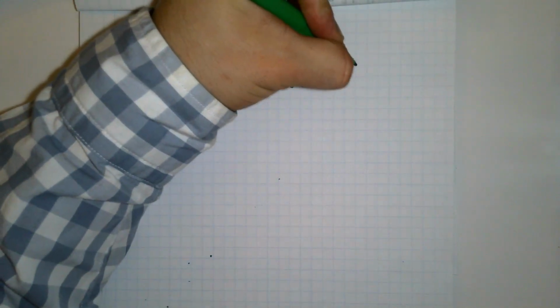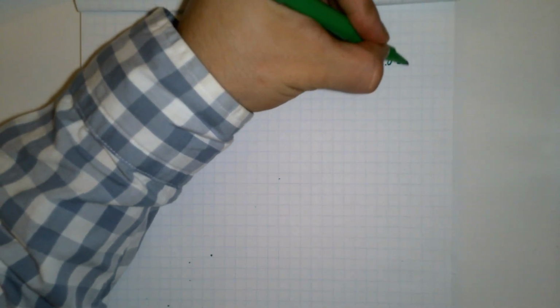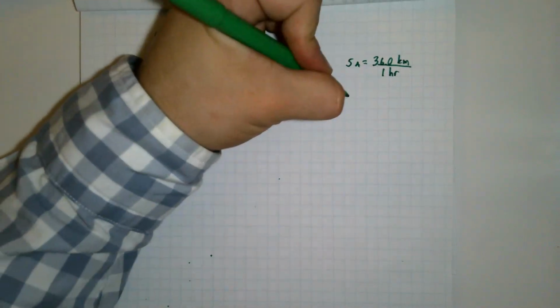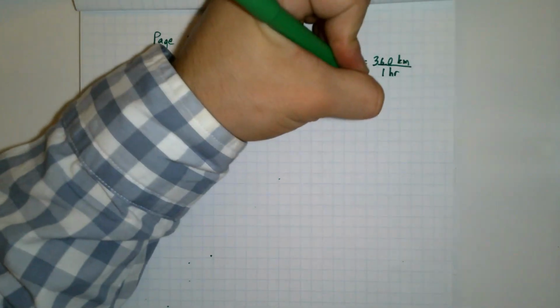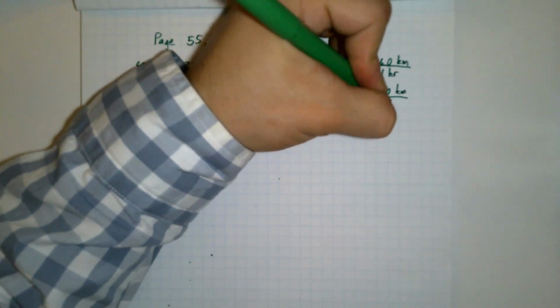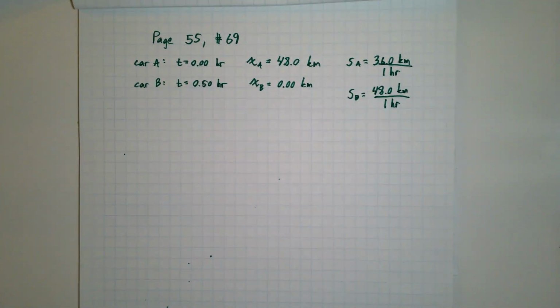We know the speed of car A is 36.0 kilometers for every 1 hour. We know the speed of car B is 48.0 kilometers for every 1 hour of time that passes. Our question is, when does car B pass car A?